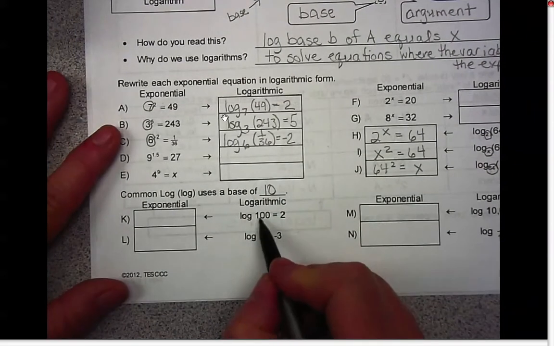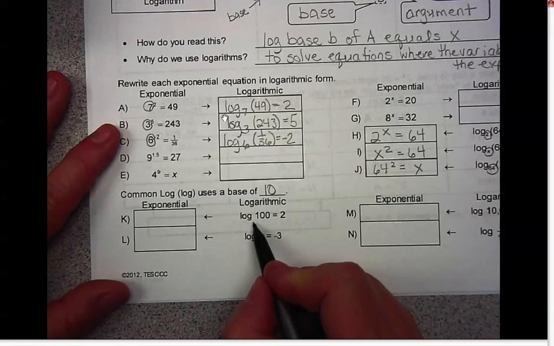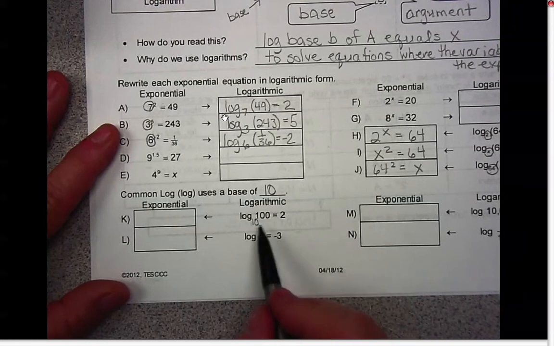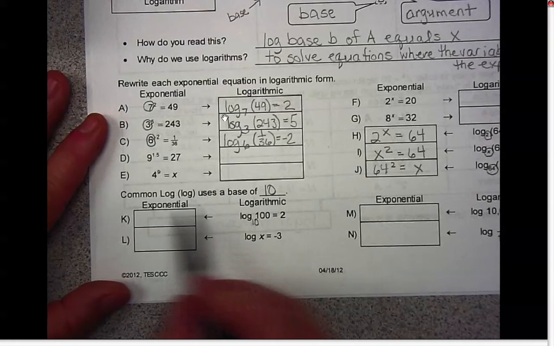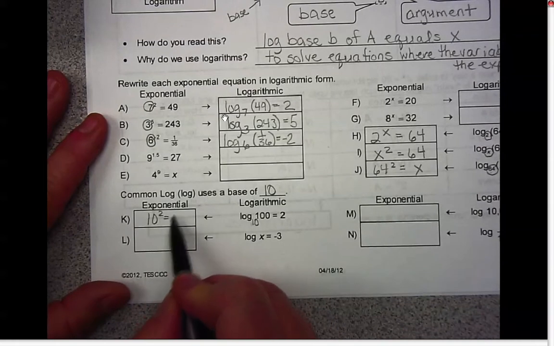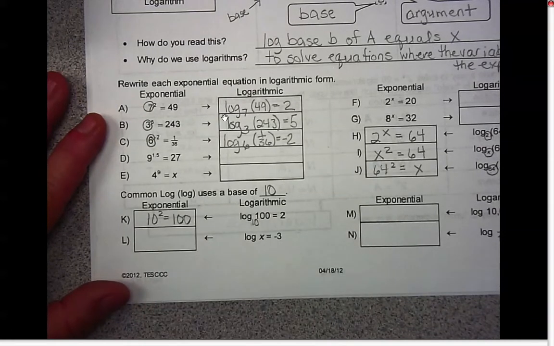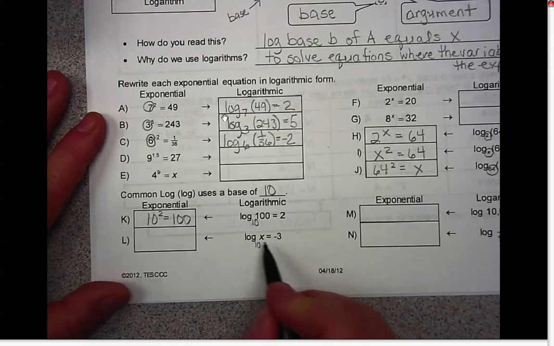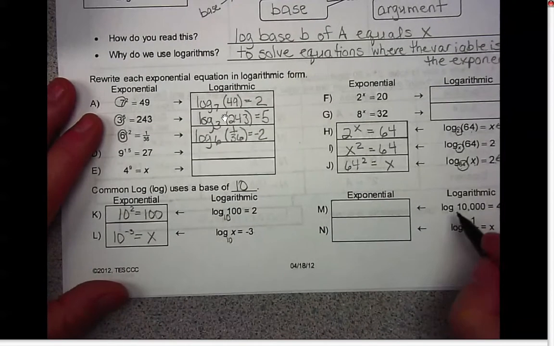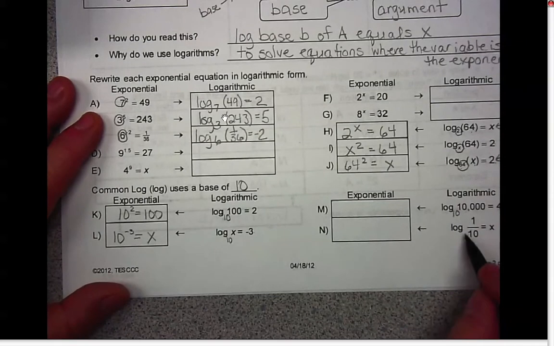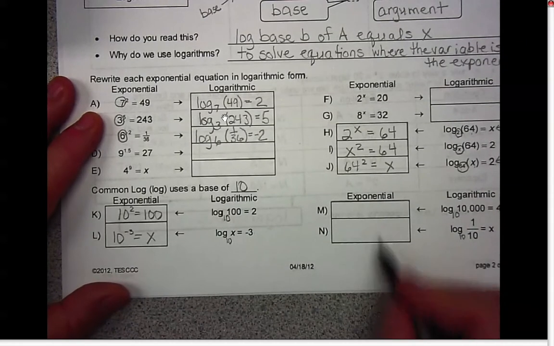Over here you can see that they've left off the base. That's because if there's no base written, then it's really a 10. So you can write a 10 in, and then rewrite this as 10 to the 2 equals 100. Same thing, you can put a 10 in here, and then rewrite this one: 10 to the negative 3 equals x. Here you can put your 10 in, and here you can put your 10 in, and I'll let you complete those.